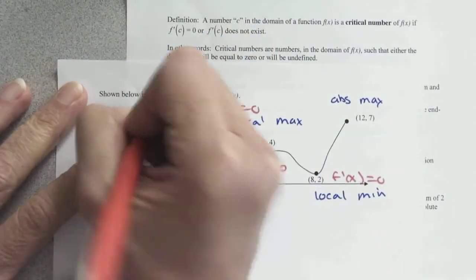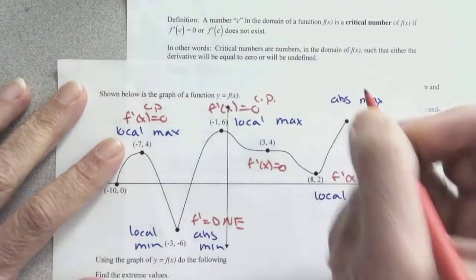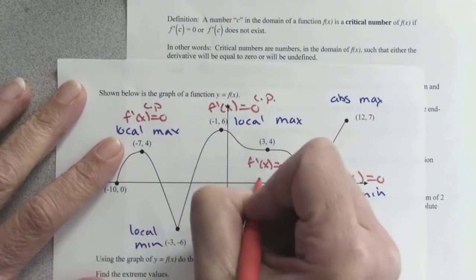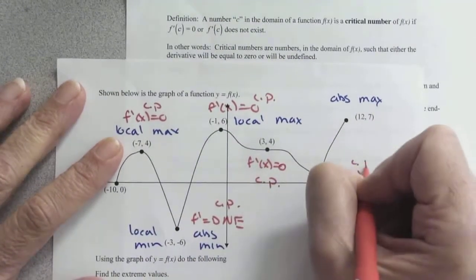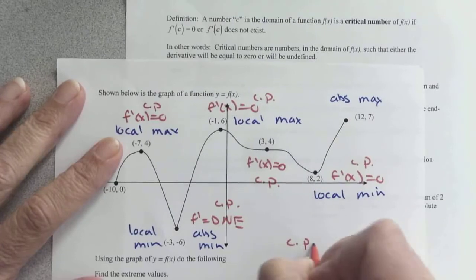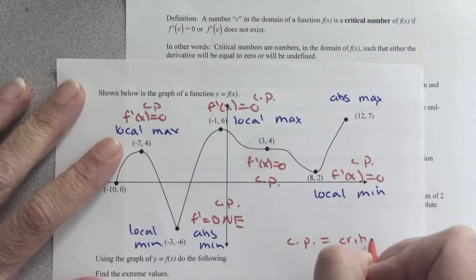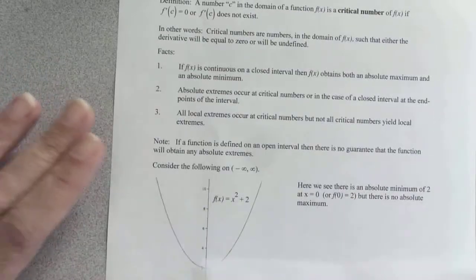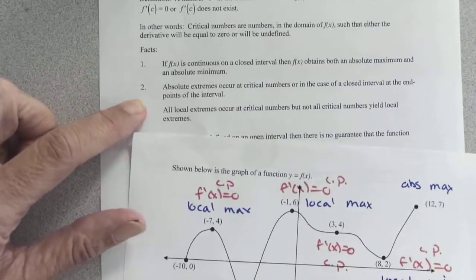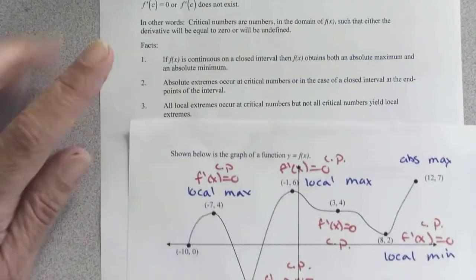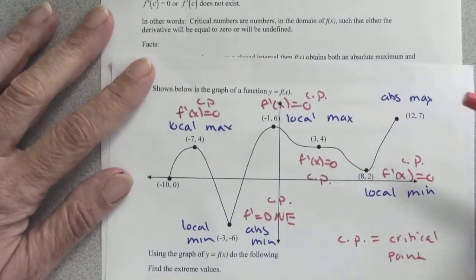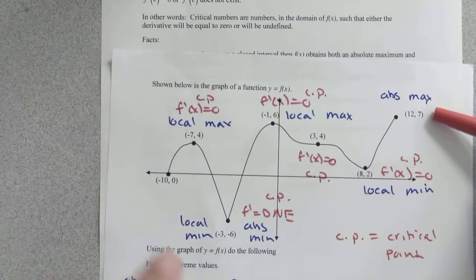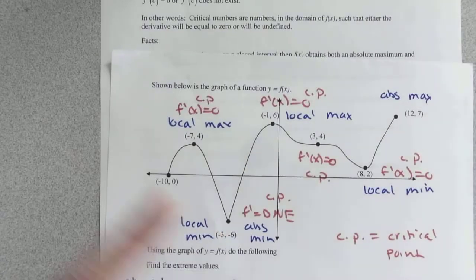Critical points. CP, critical point. CP equals critical point. And so this says all absolute extremes occur at critical numbers or in the case of a closed interval at an endpoint. Absolute extreme at endpoint, absolute extreme at a critical number.